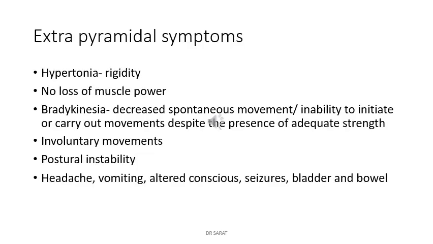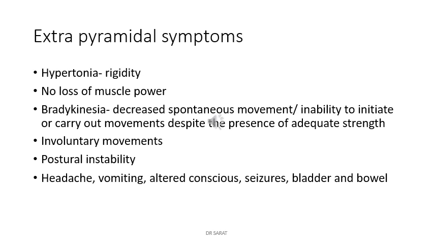And if the extrapyramidal area, there is any part other than the pyramidal tracts, there is extrapyramidal, it basically includes the basal ganglia, thalamus, cerebellum. So all these areas, if any lesion is present in that area, the extrapyramidal symptoms can be seen. So there may be hypertonia, rigidity, and muscle power is maintained, but there is bradykinesia.